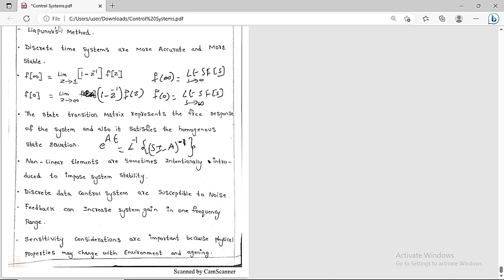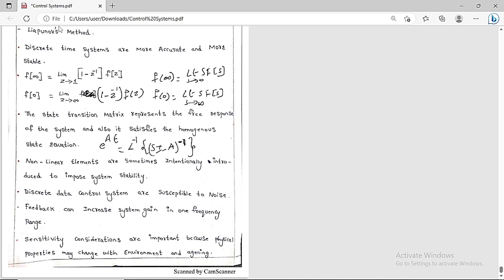Next point: feedback can increase the system gain in one frequency range. As I told you, for positive feedback the gain is going to increase, and for negative feedback the gain is going to decrease. So with the help of feedback, we can even increase the system gain in one frequency range also.